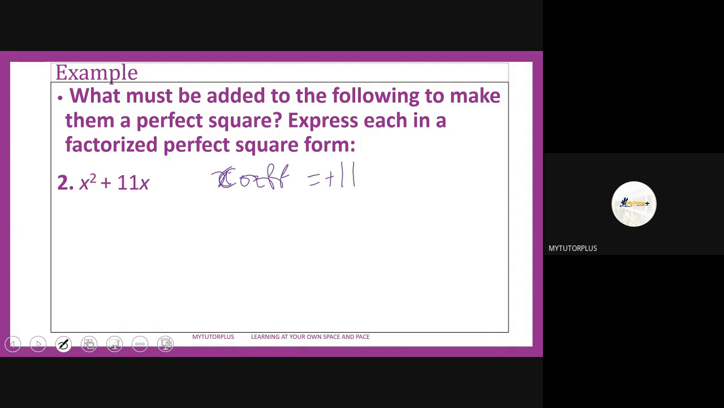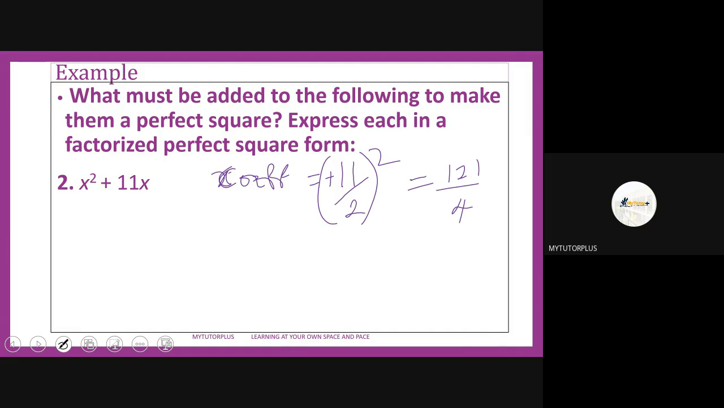So what am I going to do in this one to make it a perfect square? Step 1 is going to be divide this one by 2, that is over 2, then square it. So what must be added now is going to be 11 squared, that will give me 121. 2 squared will give me 4. So 121 over 4 will be what must be added to make it a perfect square.